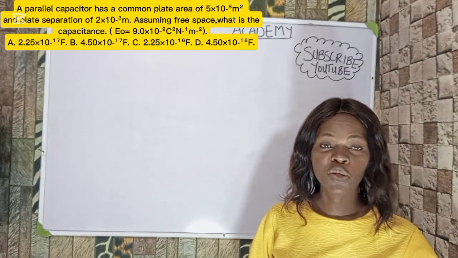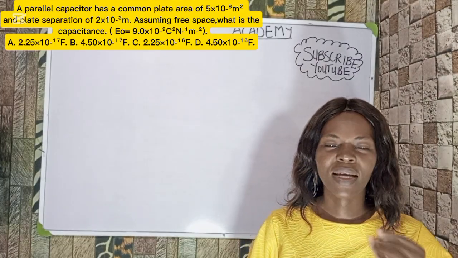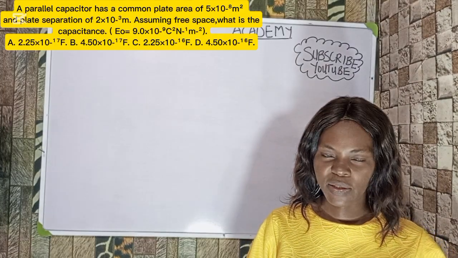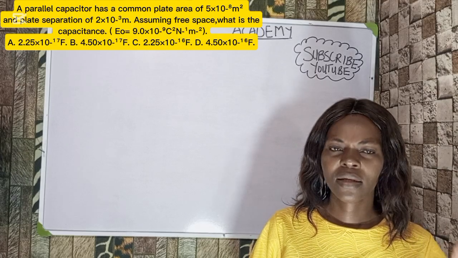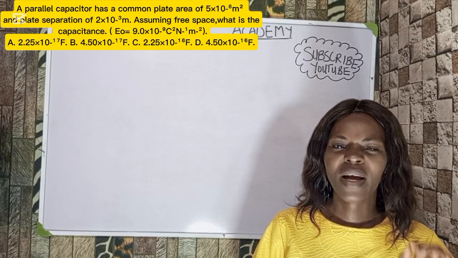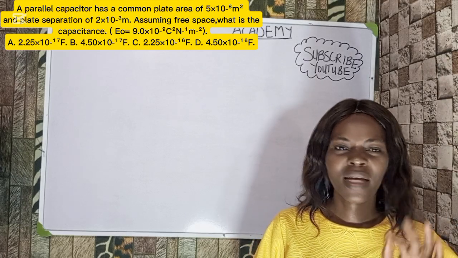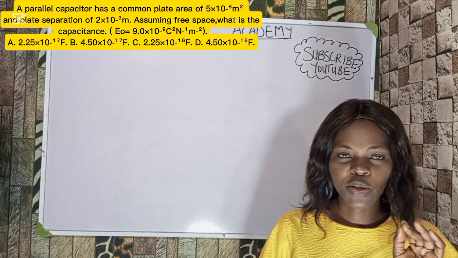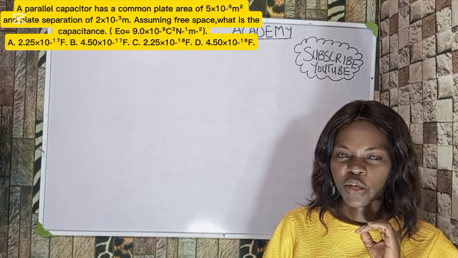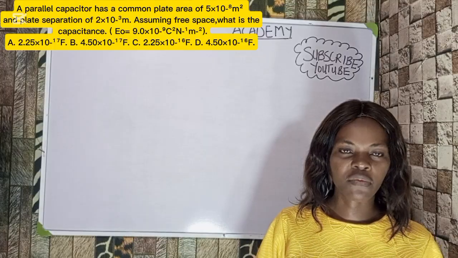Now, this particular question is under the factors that affect the parallel plate capacitors. And these factors are, we have the area of the plate, we have the distance between the plates, and the dielectric constant. So it is these factors that we use to form this particular equation that we are going to use to solve this problem.